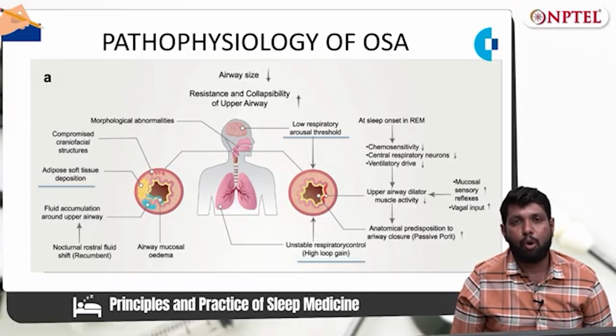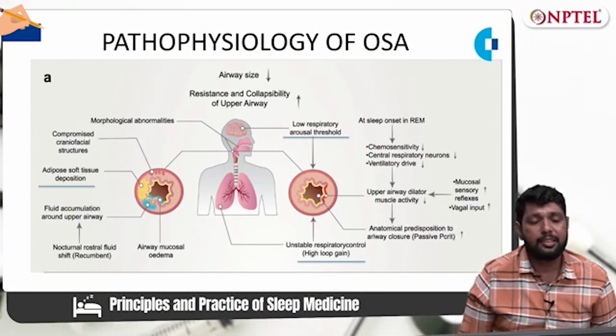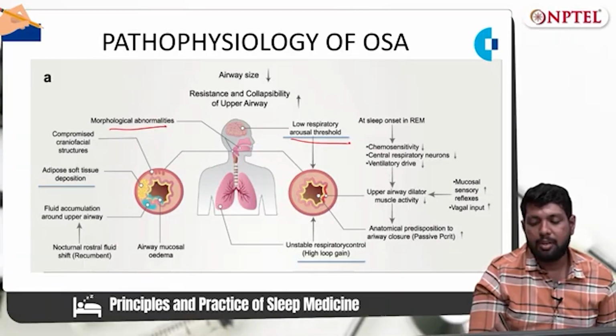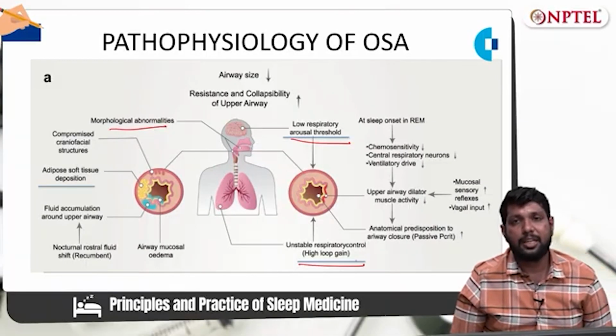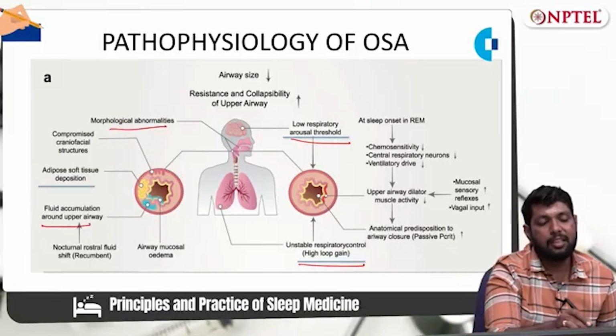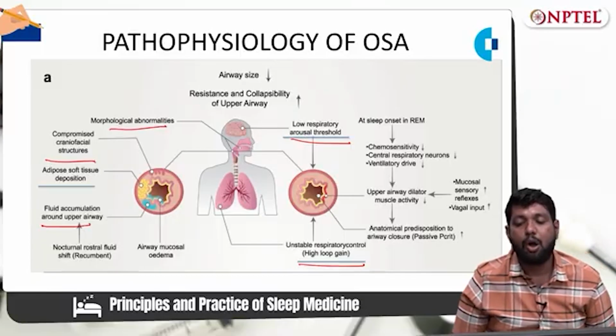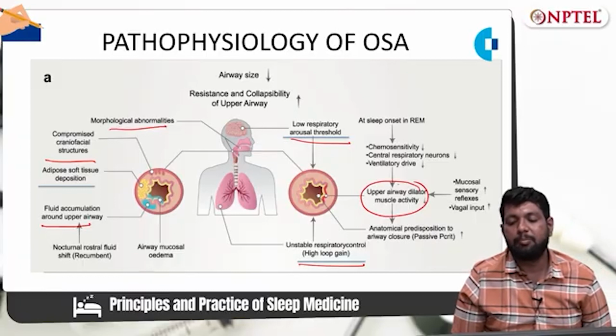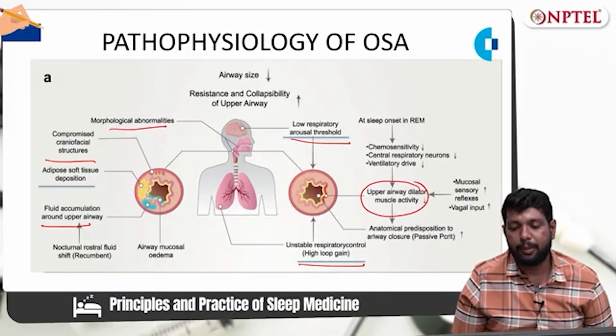We already know in OSA there will be an increased upper airway collapsibility, and this increased upper airway collapsibility may be due to multiple factors like morphological abnormalities, low arousal threshold, and unstable respiratory control, that is high loop gain, and fluid accumulation around the upper airways and compromised craniofacial structures. All will lead to the decrease in upper airway dilator muscle activity, which leads to obstructive sleep apnea.